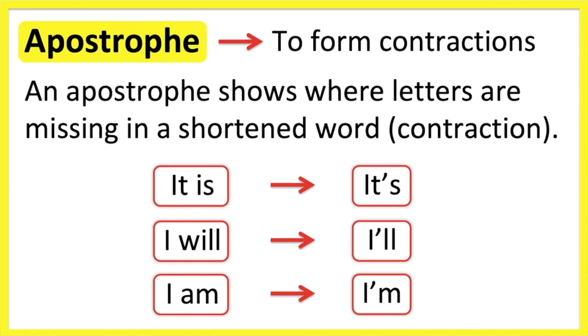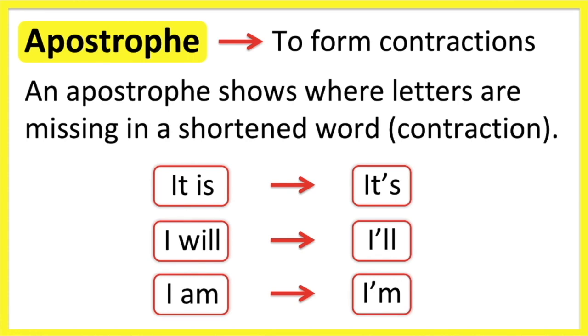There are formal and informal contractions. Formal contractions are used in both written and spoken English. Informal contractions are used in spoken English in informal settings. For example, when you're talking to friends or family. Native English speakers often use informal contractions in everyday conversations.